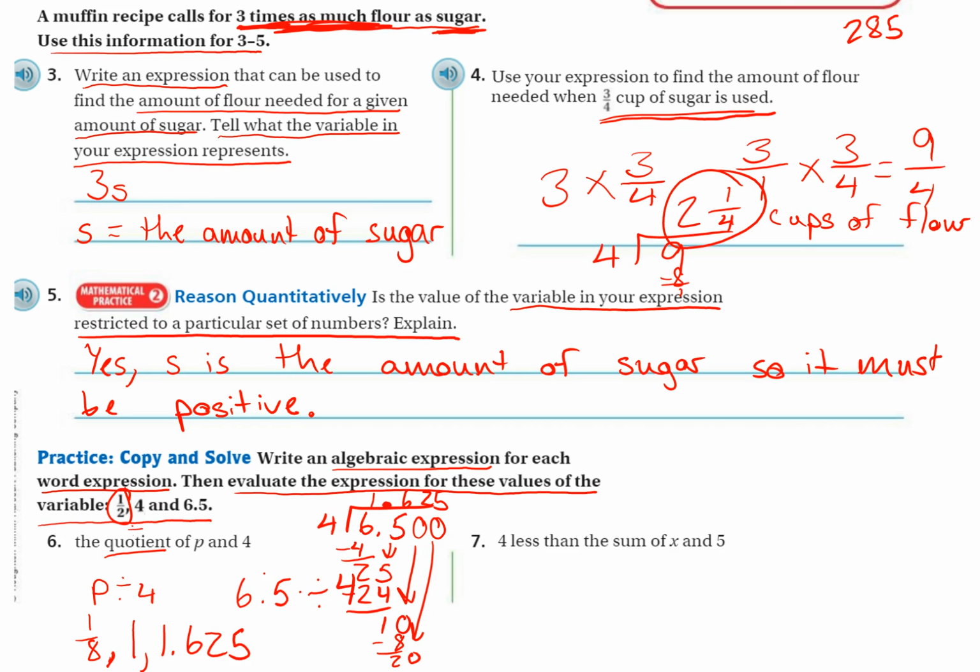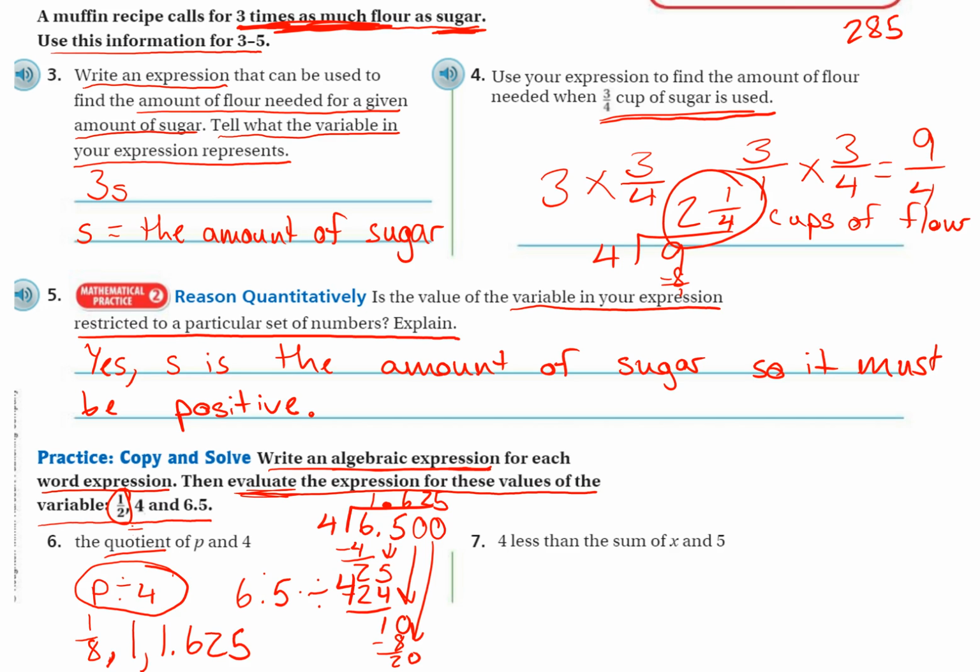So we did both parts. It says first write it as an algebraic expression. We did that here. Then evaluate, which means find the value. If the variable is 1/2, well, if P is 1/2, our answer for the value of the expression would be 1/8. If P is 4, the value of our expression is 1. And if P is 6.5, the value of our expression is 1.625.